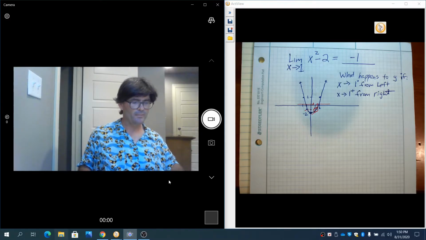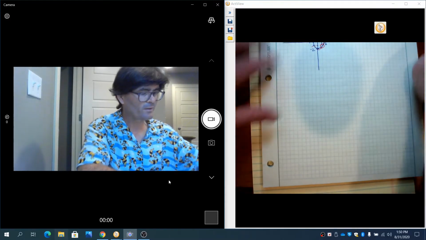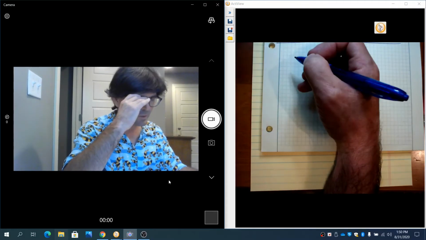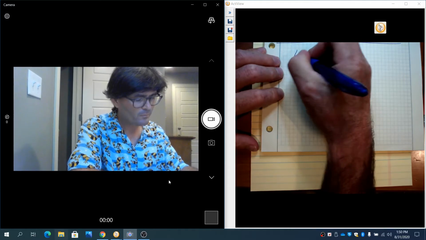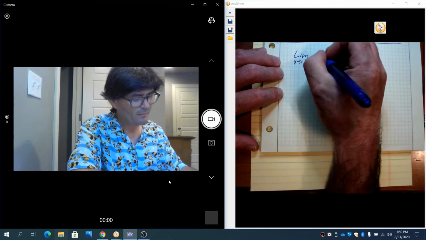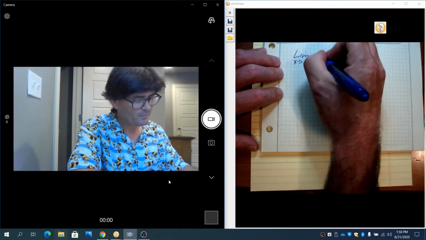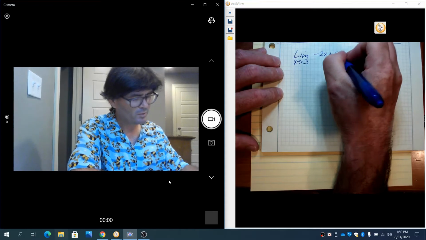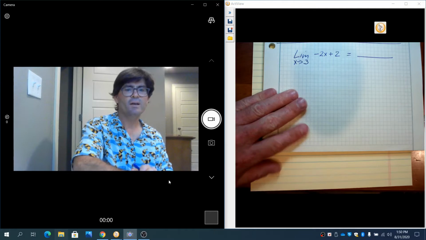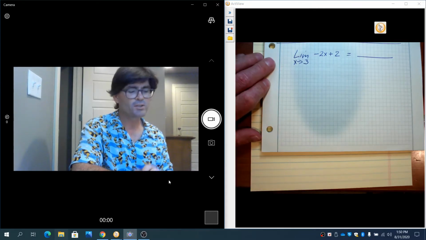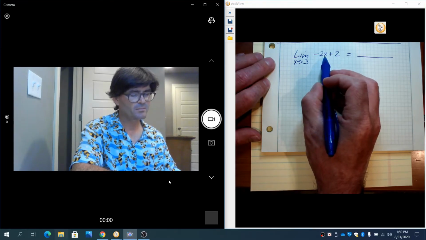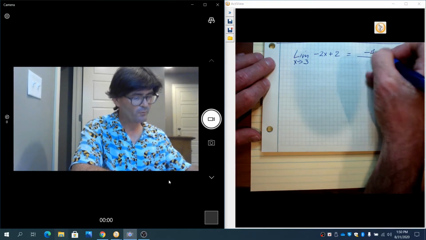Let me draw another little picture here for you with a different function. So we'll just kind of move down here. This time I'll do a linear function. We'll do the limit as x approaches 3, and we'll have the function negative 2x plus 2. And this function you can evaluate with direct substitution. If you take 3 and plug it in for x, negative 2 times 3 is negative 6, plus 2 makes that limit negative 4.